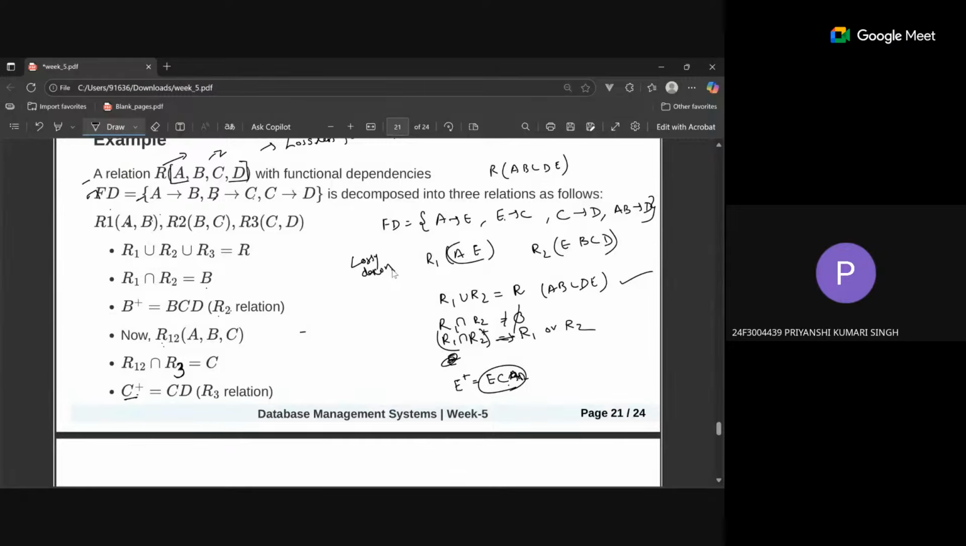Sir, we are not going to further write E, C is determining D in the closure of E? No, right? Because you have to check with the common attribute only. Okay, sir.